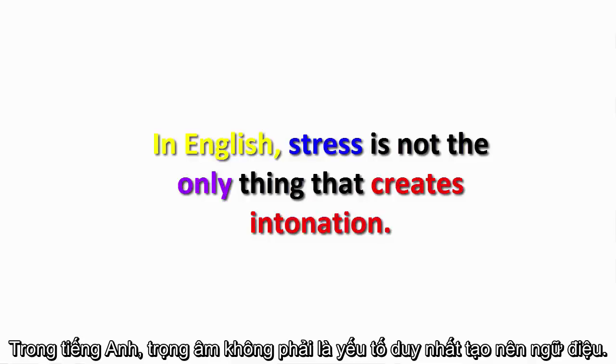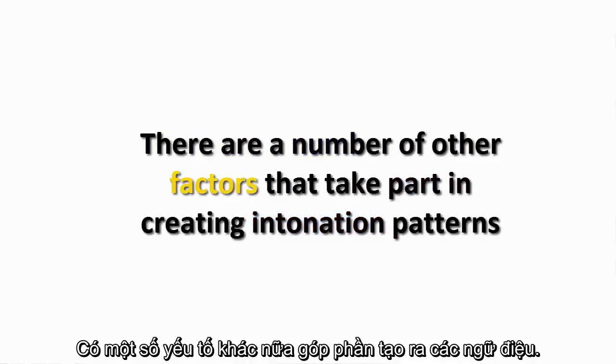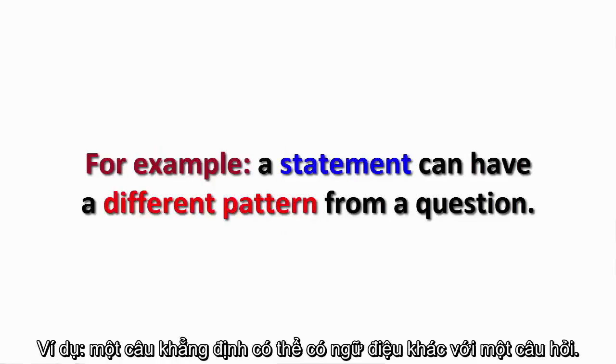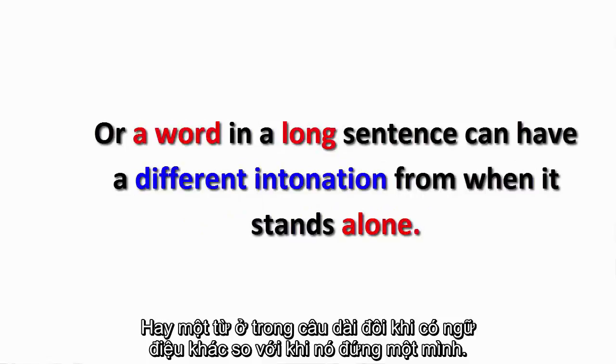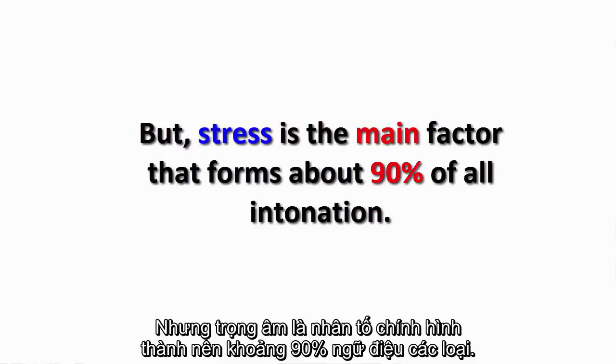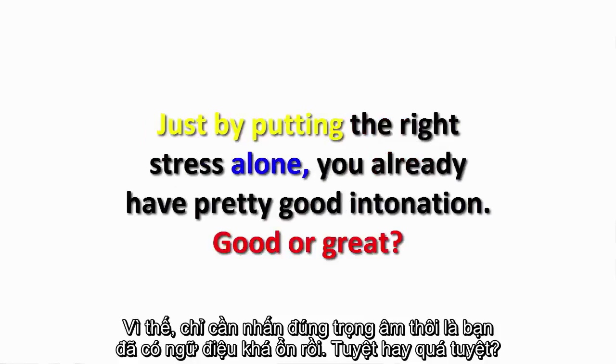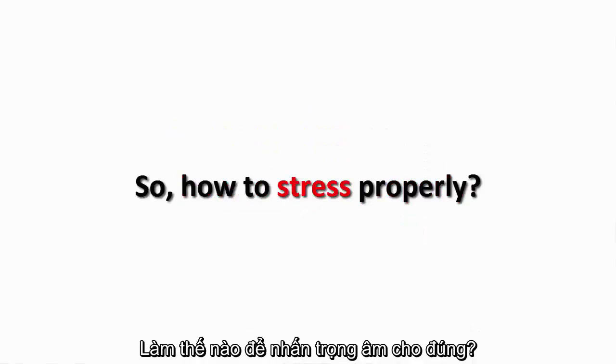In English, stress is not the only thing that creates intonation. There are a number of other factors that take part in creating different intonation patterns. For example, a statement can have a different intonation pattern from a question, or a yes-no question can have a different pattern from a question with what, why, or when, or sometimes a word in a long sentence can have a different intonation from when it stands alone. But stress is the main factor that forms about 90% of all English intonation. So that's why it's so important. So that's why just by putting the right stress alone, you already have pretty good intonation, good or great. So how to stress properly?